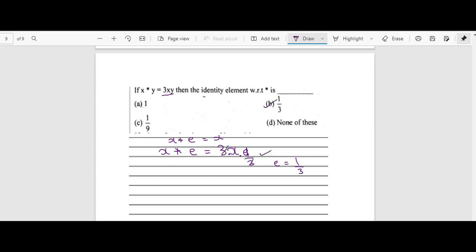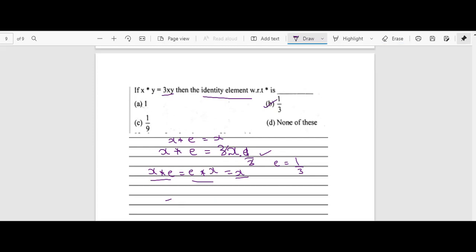I repeat, for identity element, you should know that x binary operation e and e binary operation x are going to give you x. If we apply the definition of star which has been given, we are going to get 3xe. We want x, so e should be 1 by 3, because the 3 and 3 would be cancelled, and only then will I get x. So this is the answer in my case. All right, so we are done with the 13th question as well.